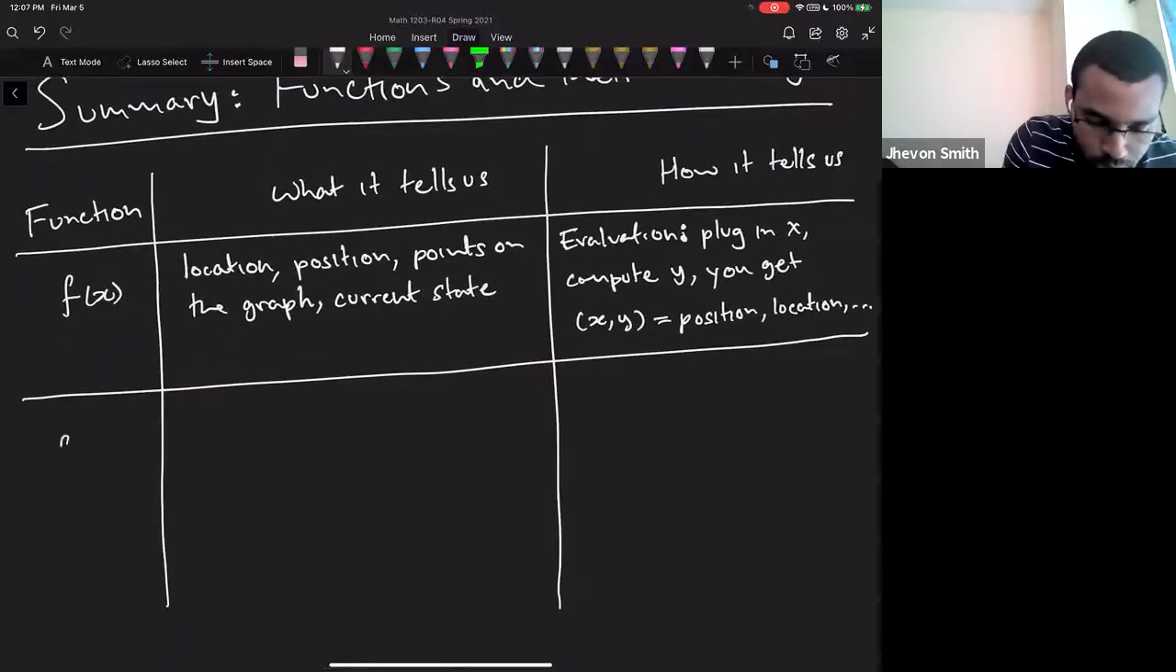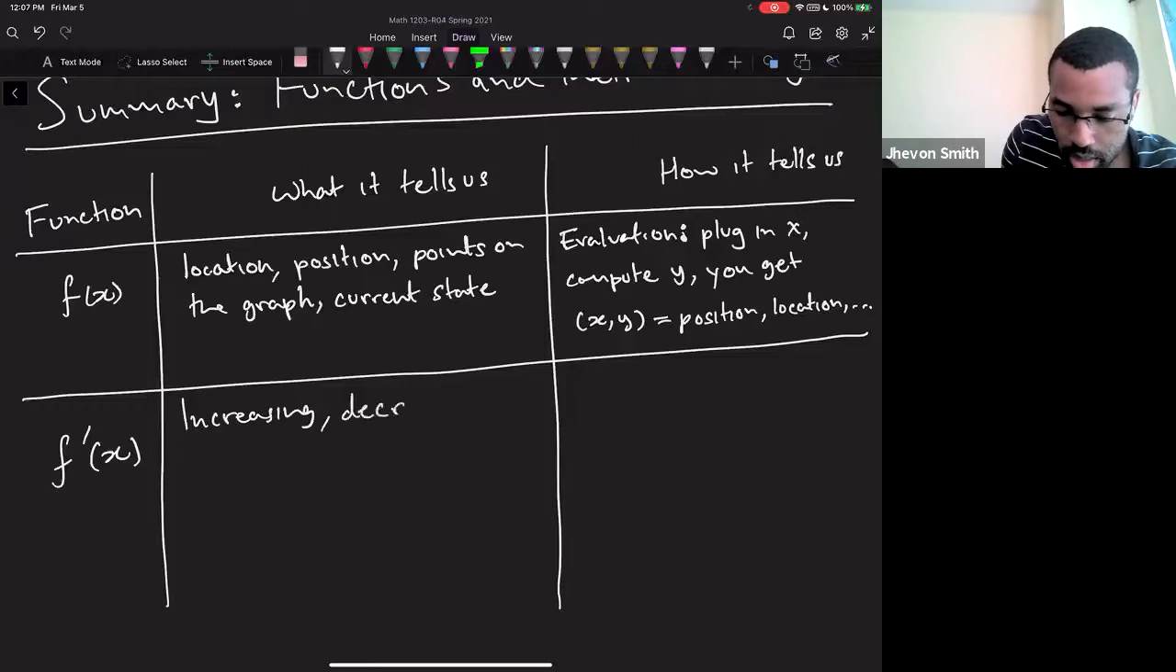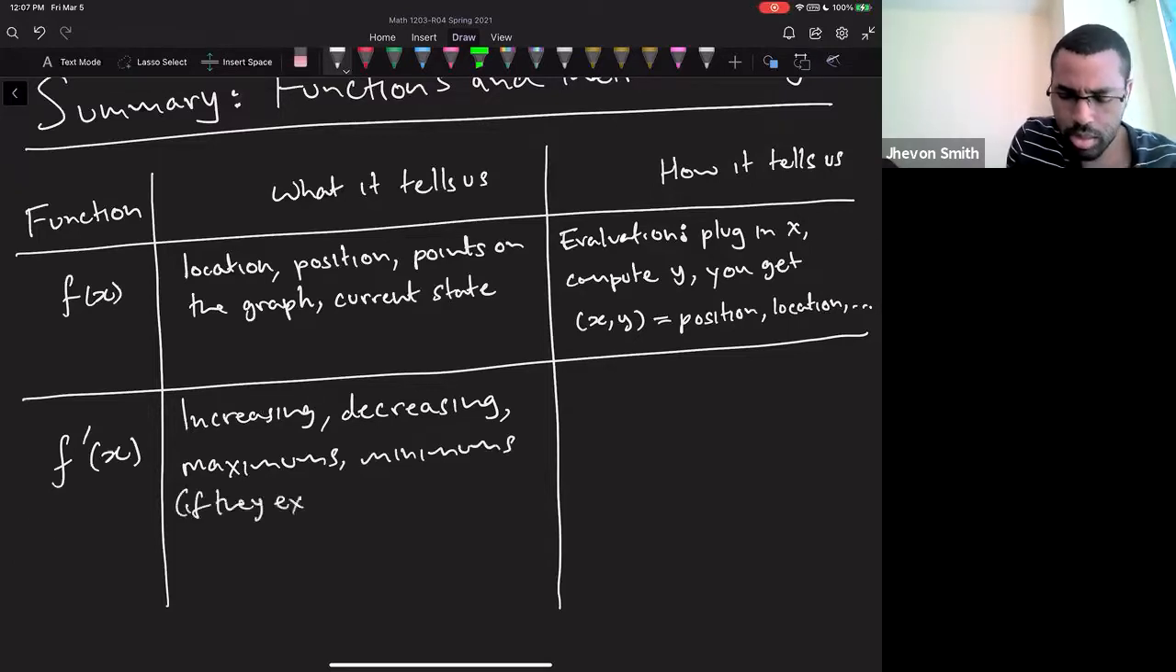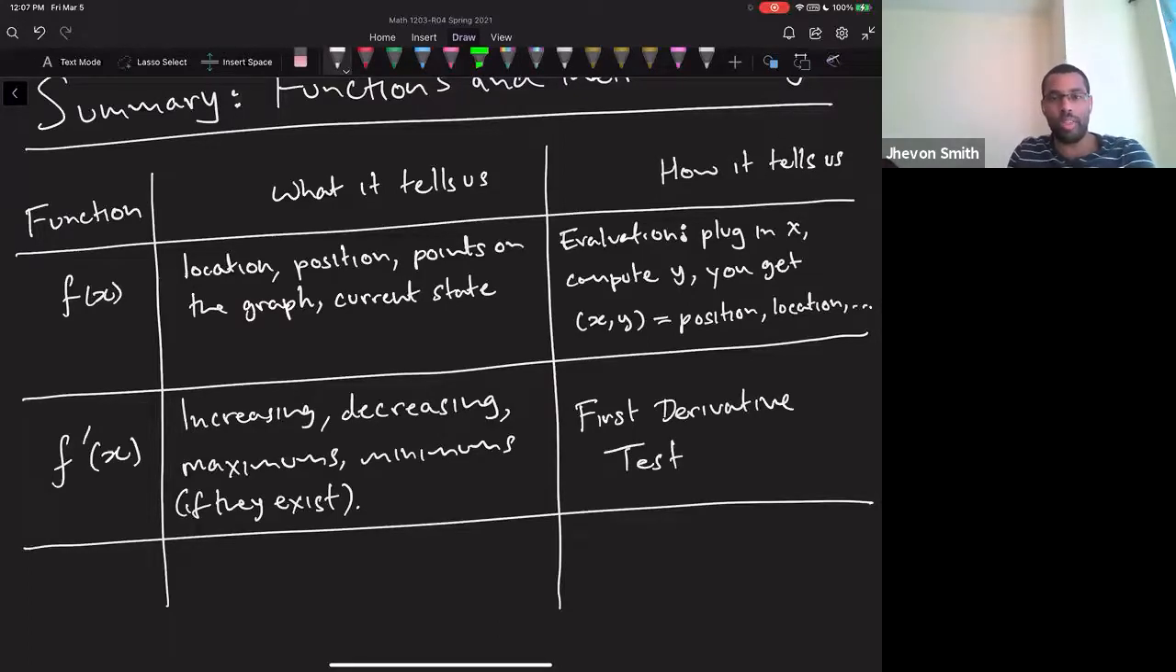Now, in Calc 1, we've introduced what's called the first derivative. Now, what can the first derivative tell us about? Well, it can tell us about when a function is increasing, decreasing. It can tell us whether there are maximums or minimums, if they exist. How does it tell us? First derivative test. That's the process you would go through to figure it out. By going through the first derivative test, you'll be able to figure out all that information.